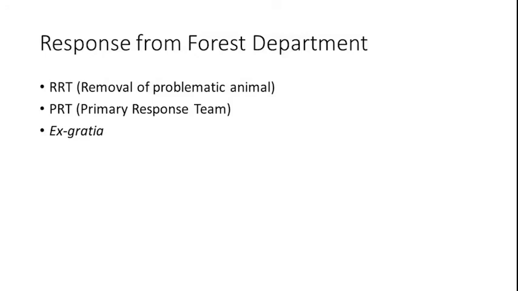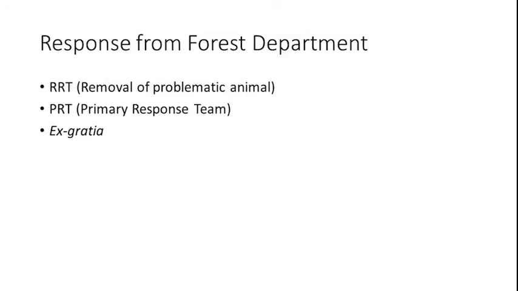We have actually expanded the role of PRTs and also trained them in first aid, for instance. In Katarniaghat itself, where I told you there's leopard conflict, they've actually been able to save two or three children who had been taken by leopards. So they chase the leopards on their own, and then gave first aid to the children and kind of saved them.